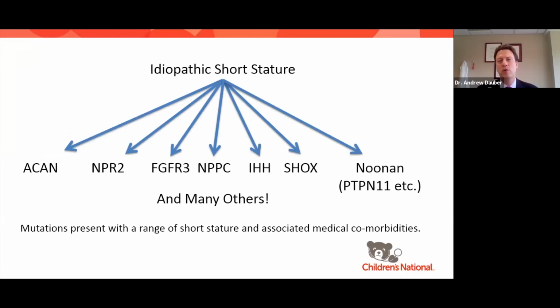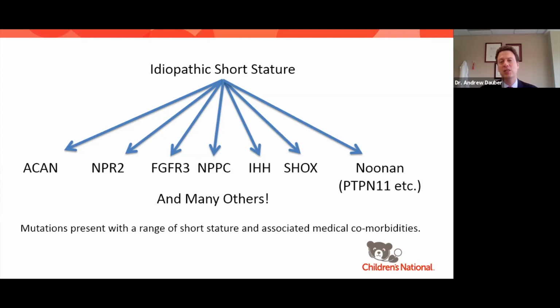Okay, so while we focused on NPR2 and Aggrecan, there are many other genes which, when we're doing our genetic testing, we're realizing are subgroups of what was formerly called idiopathic short stature. So I think that genomics over the years is going to try and take the idiopathic out of short stature, right? So Aggrecan, NPR2, each of those are probably around 2% of short stature, but there are also, of course, the SHOX gene, Indian hedgehog, Noonan syndrome, FGFR3, and many, many other genes.